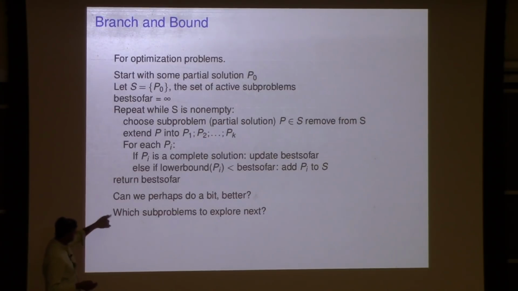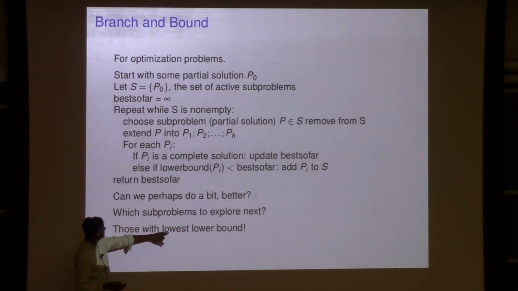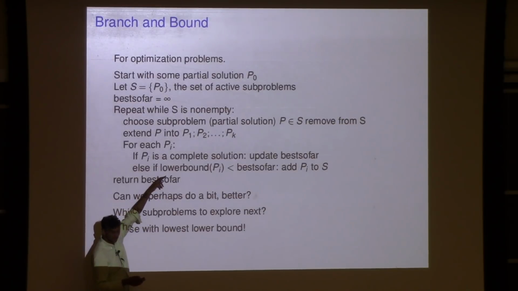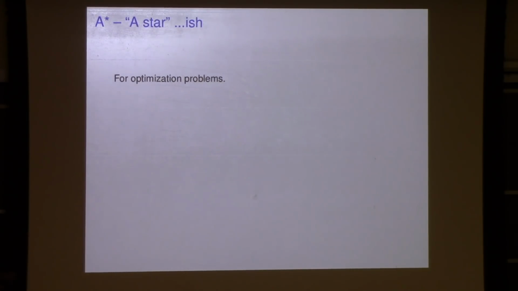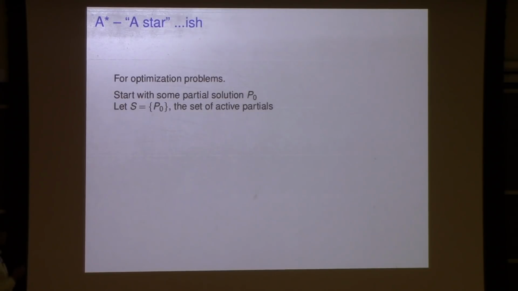Again, which subproblems to explore next, and then you should use a priority queue. You have access. You've thought about the problem, and you thought about it in a way that tells you, well, okay, this doesn't look good. And not only that, I can prove that it has value at least so much. And I'm going to show you that. For optimization problems, start with some partial solution. It's also sometimes called A star.